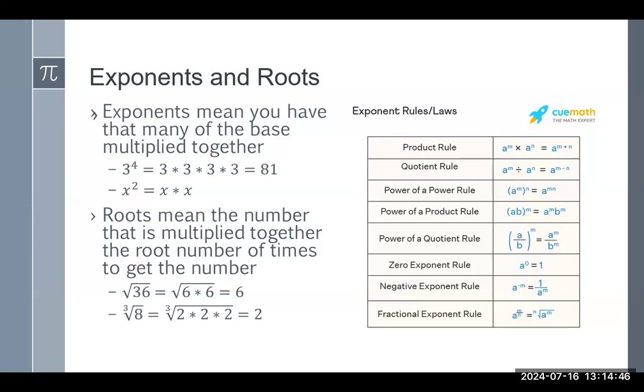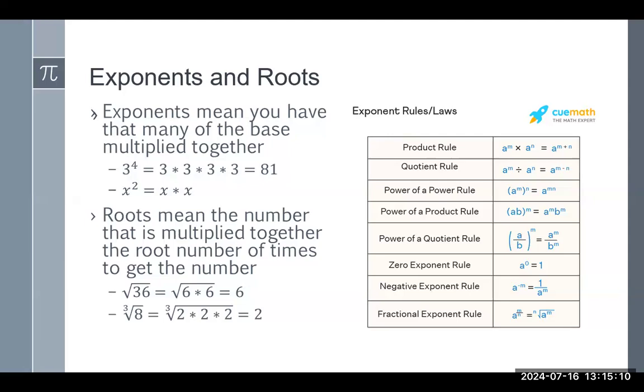Now, exponents and roots. Exponents mean that you have that many of the base multiplied together. So we have 3 to the power of 4. That just means 3 times 3 times 3 times 3, which is 81. And x squared is just x times x. This is very important to know.